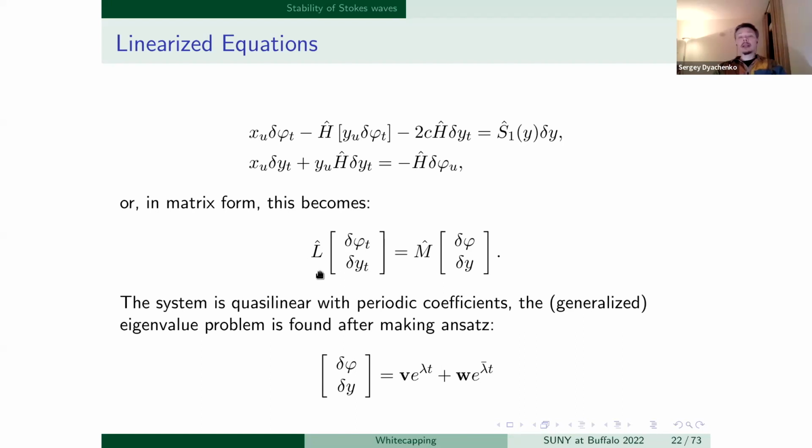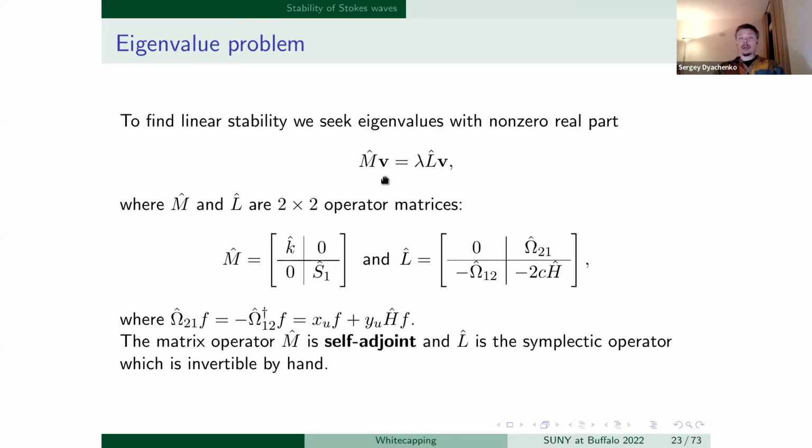And this operator L hat is in fact related to the fact that delta phi and delta y are not the canonical Hamiltonian variables. This operator L hat is related to the symplectic operator of the non-canonical structure of the equations of motion. But other than that, it's pretty much analogous to the ODE problem, except that now we have two matrices, M and L, and rather than matrices of coefficients, we're going to have matrices with operators in them. So the operators would be somehow related to the k hat.